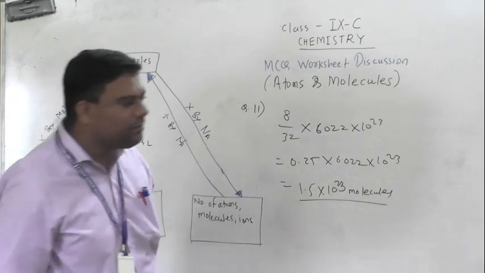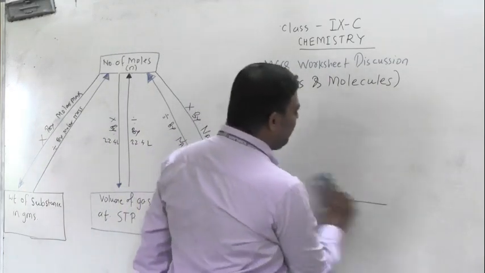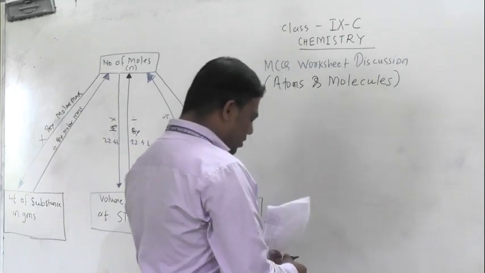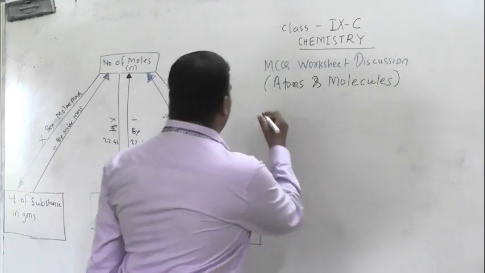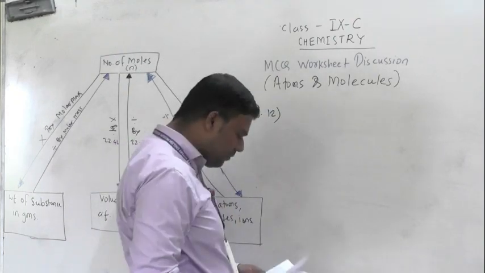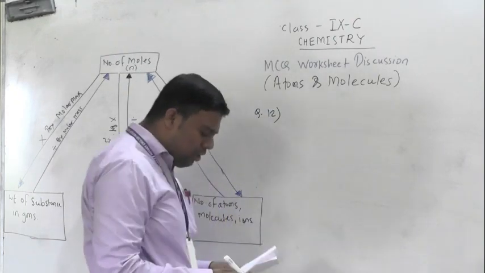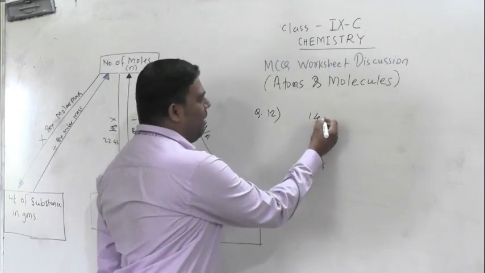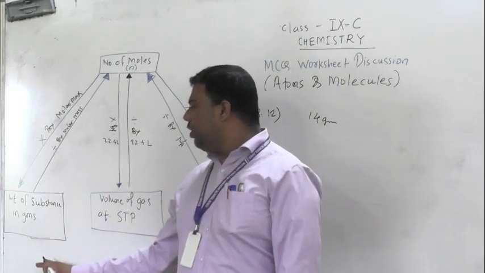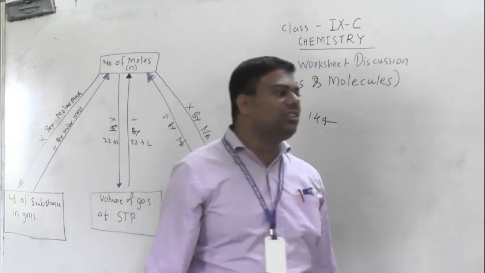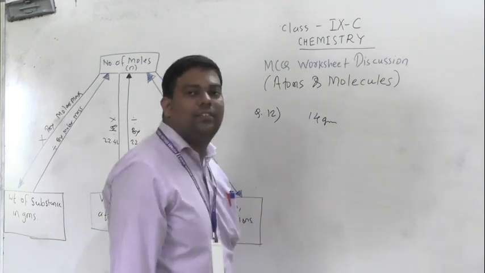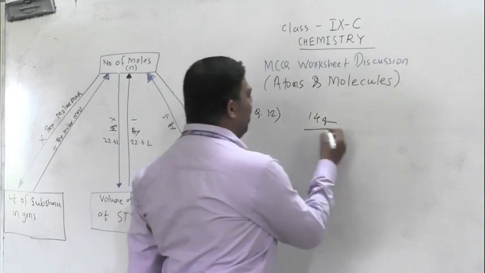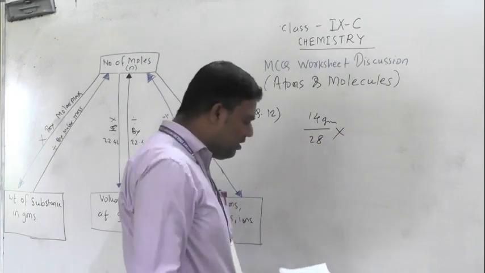Okay. So next, see here, question number 12. So in question number 12, the number of molecules in 14 grams of carbon monoxide. 14 grams is the weight of the substance they give. So carbon monoxide, how much mass? Carbon 12 and oxygen 16. So how much will you get? 28. So 14 divided by 28 into what?